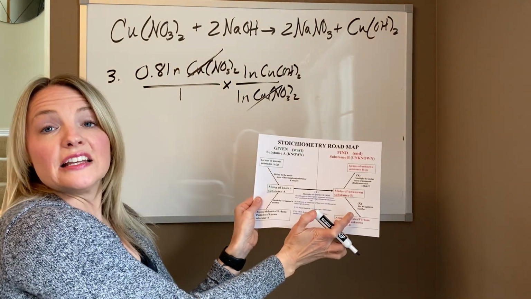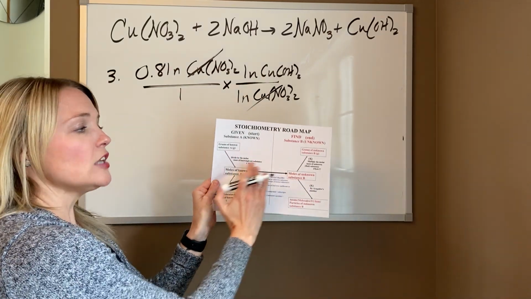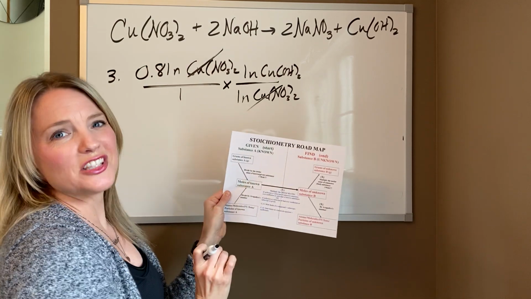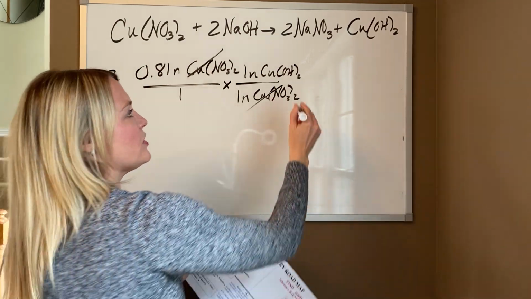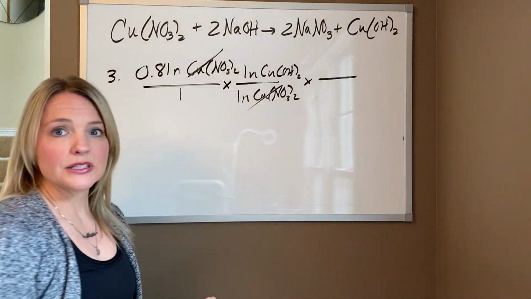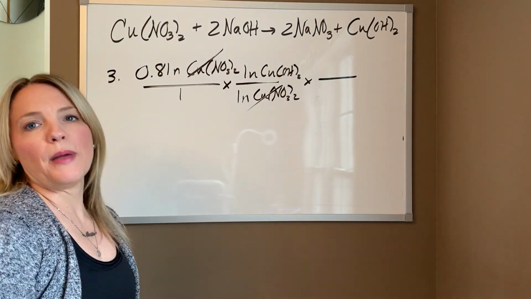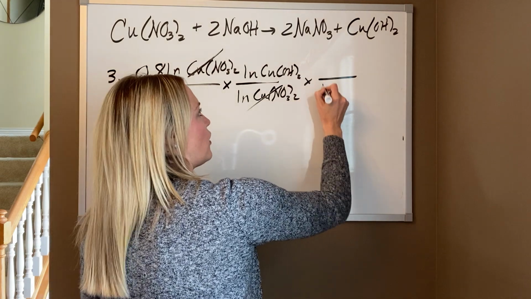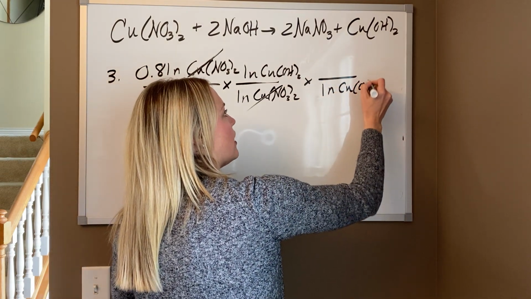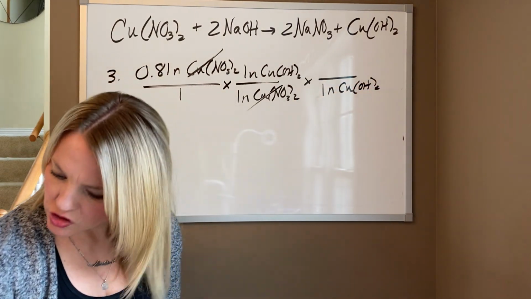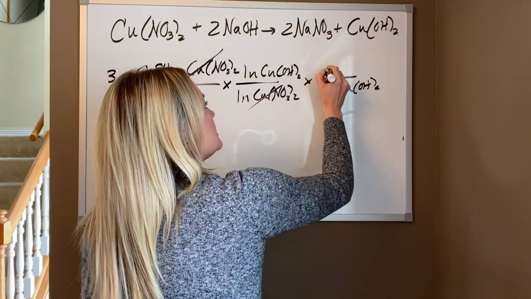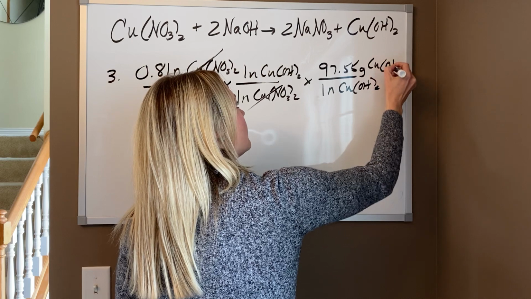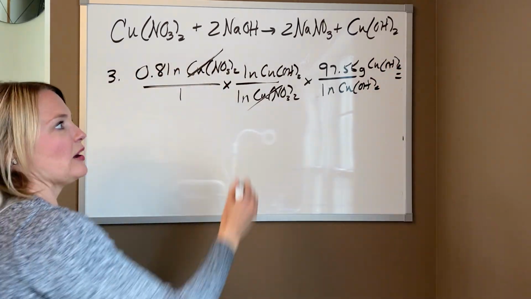Now this could be the end of the problem because you have done stoichiometry. You've started in A and you've ended in B. However, there's that one extra step. Now they want this answer in grams. So I'm gonna use the molar mass off the periodic table, again aligning my fractions. For every 1 mole of copper hydroxide, again, I just used the periodic table, there is 97.55 grams of copper hydroxide. And now I can do my math.